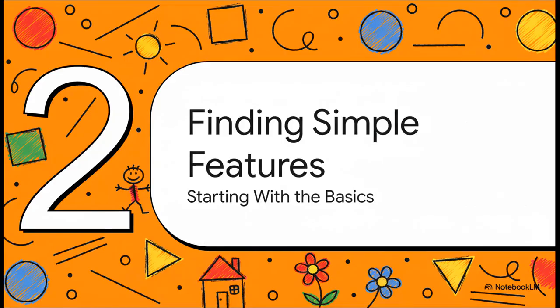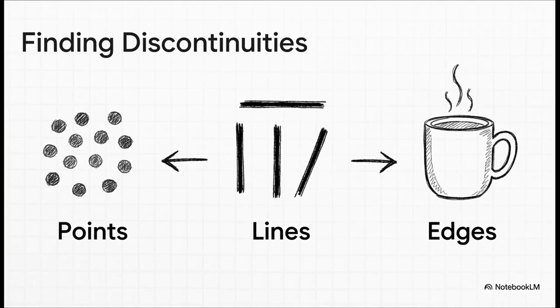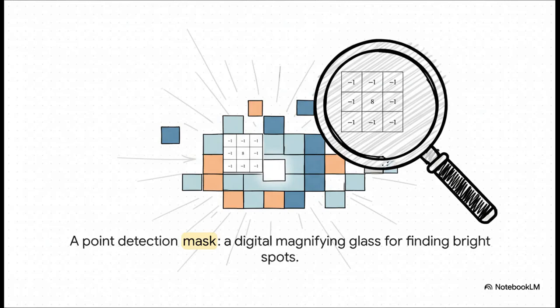So how does a computer even start to do this? Well, you can think of it like a little kid learning to draw. You don't start with a complex portrait, right? You start with the absolute basics, the simplest features you can find. The fancy term for what it's looking for is discontinuities. But all that really means is it's scanning for sudden, abrupt changes in brightness, and it learns to spot three basic things, kind of building up in complexity. It starts with simple, isolated points, then it moves on to straight lines, and finally, it gets to the big one, edges.